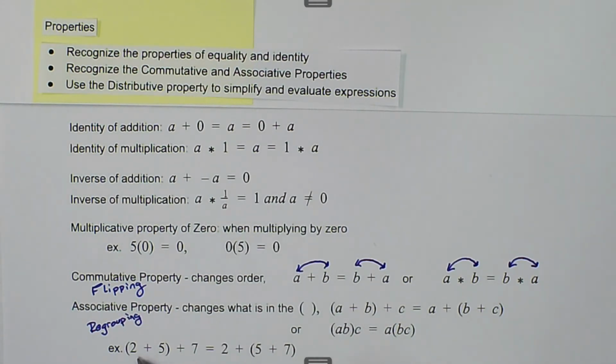Here's an example. 2 plus 5 in the parentheses, 7 on the outside. Here we go. 5 plus 7 in the parentheses, 2 is on the outside. So basically, there are 3 friends. Here, 2 friends are talking and one's left out. Here, the other 2 friends are talking and the other one's left out. That would be the associative property.